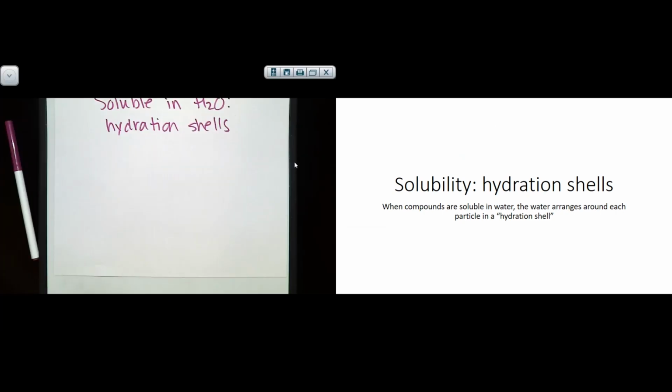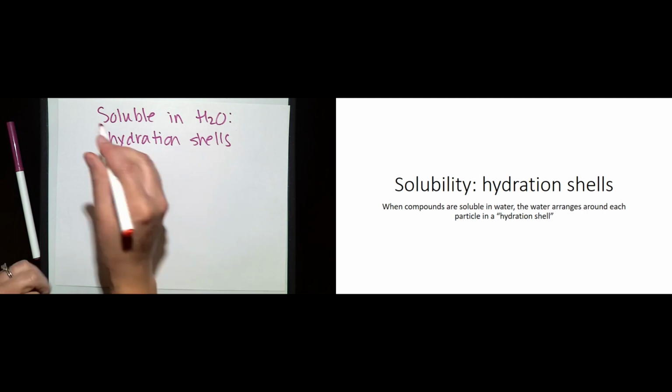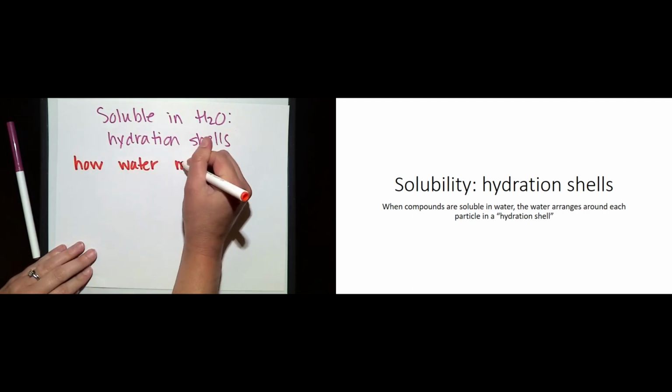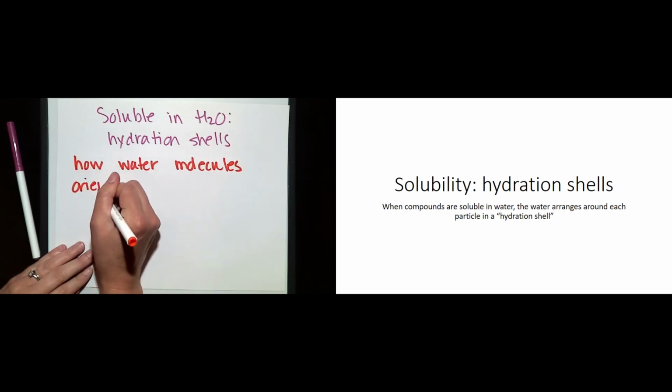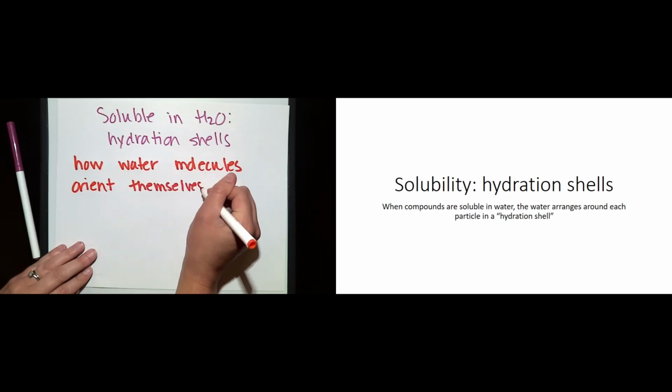All right, everybody. We're still talking about solubility. We are specifically addressing when things are soluble in water. Water is super polar. What does that look like? So we're going to talk about hydration shells. And this is just how water molecules orient themselves, or arrange themselves around a solute.